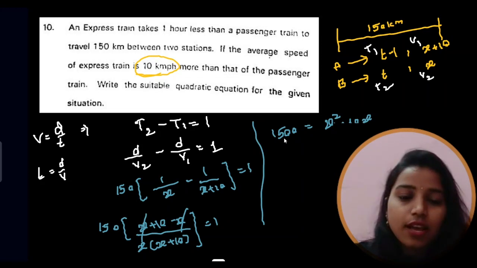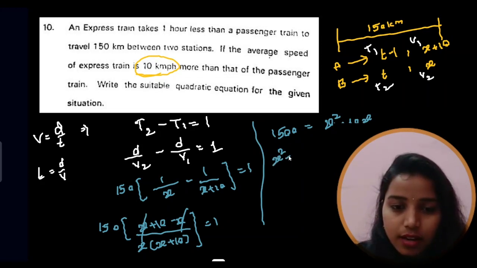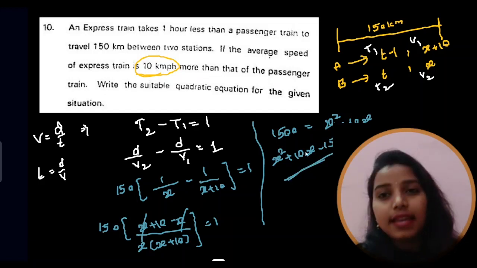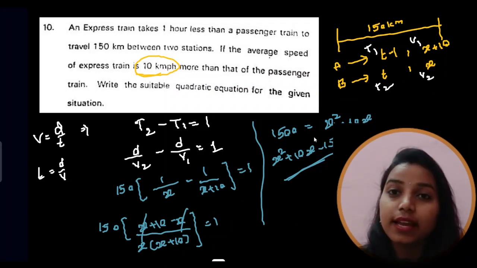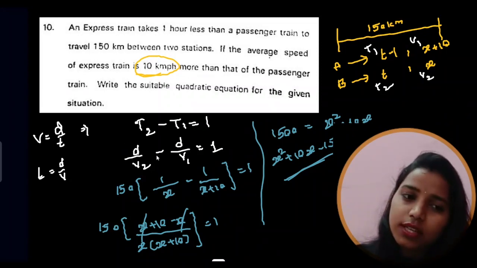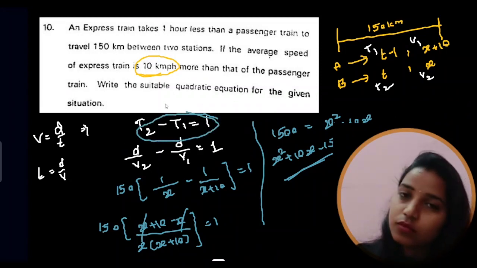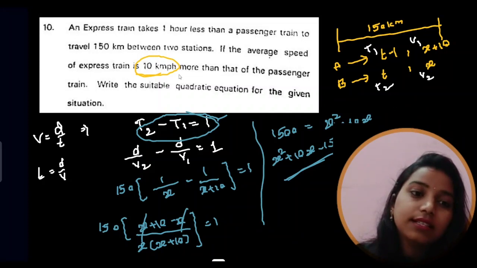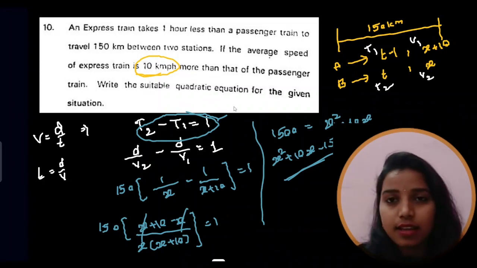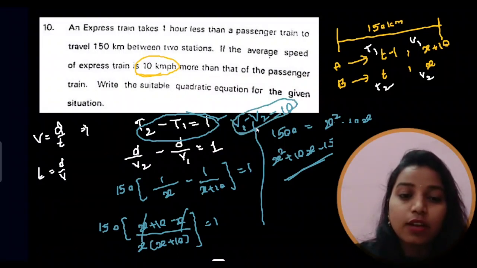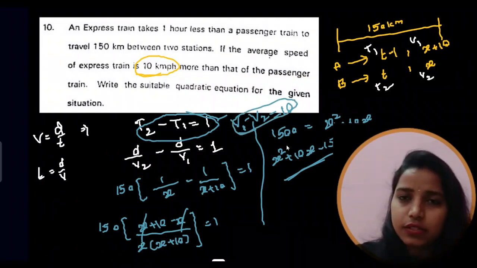Now just bring this 1500 to that side, then what happens? x square plus 10x minus 1500 is equal to 0. So simple. This is the equation they have asked. For this question, we are going to get 4 marks without any silly mistakes. The only thing you need to know is this relation. And if not, you can also make one more relation, that here they said the velocity difference is 10 kilometers, right? So you can also write velocity 1 minus velocity 2 is equal to 10. By this relation also you will get one more quadratic expression, but this is fine for this question.